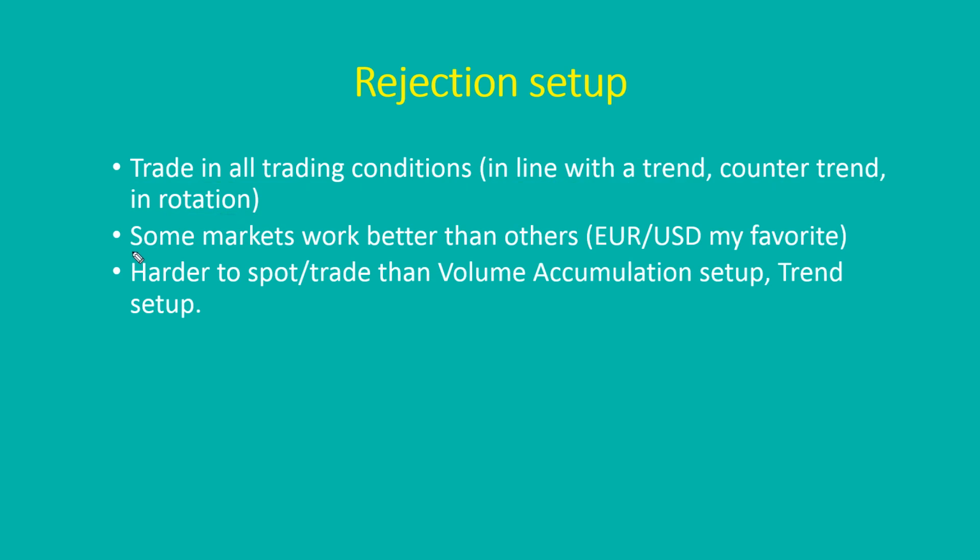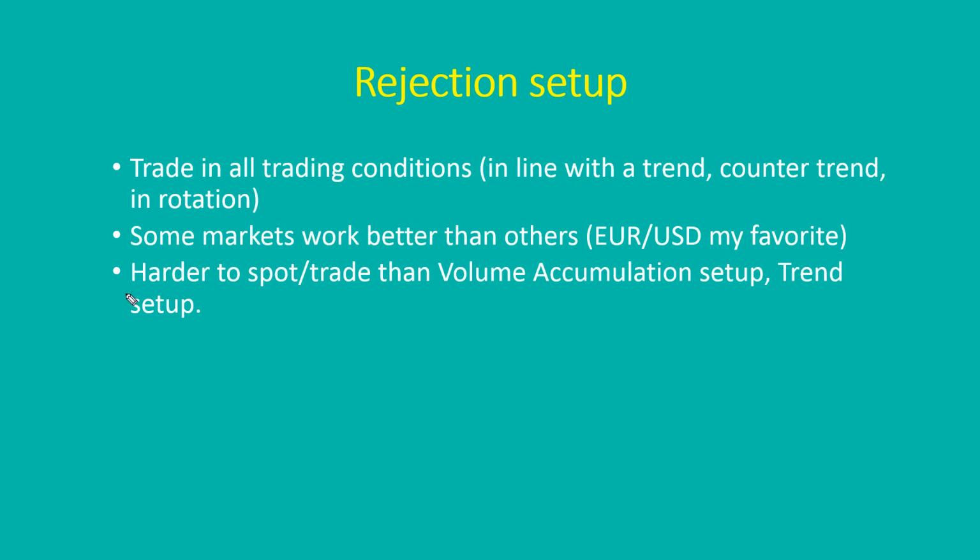Now another thing is that some markets work better than others with the rejection setup. For example, euro dollar, that's my favorite. The rejection setup works pretty nicely in here, but on some other charts, the rejection setup may not work as well as on the euro dollar, especially when you trade intraday. If you trade, for example, swing trades with daily candles, then the rejection setup will work better on all trading instruments. But when you trade intraday, I found out that some markets work better than others. The best market to trade the rejection setup, in my opinion, is the euro dollar.